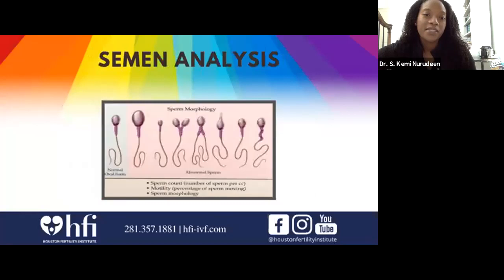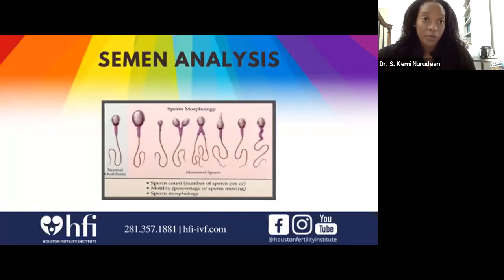And then when it comes to the male evaluation, we are doing something called the semen analysis. So the semen analysis is looking at a few things when it comes to male factor infertility. We are looking at the number of sperm, so it's called concentration. So we're looking at how many sperm per volume of semen. Concentration, we usually want to see at least 15 million per milliliter, which is what we consider the lower limit of normal. We also look at the motility of the sperm.